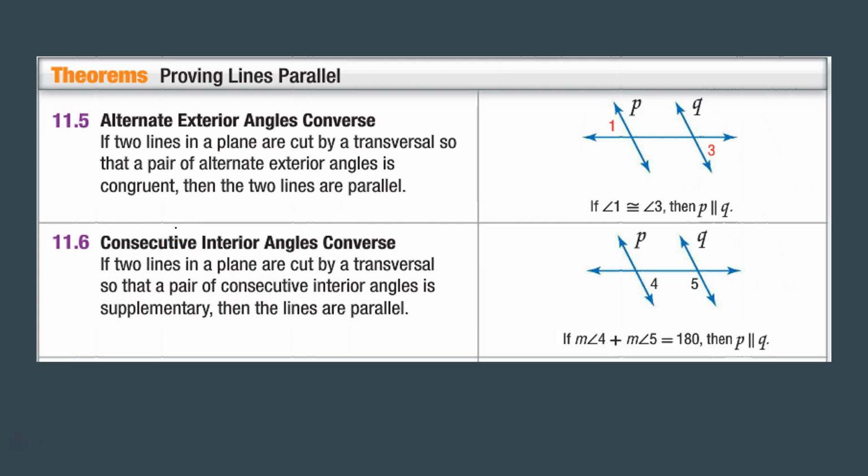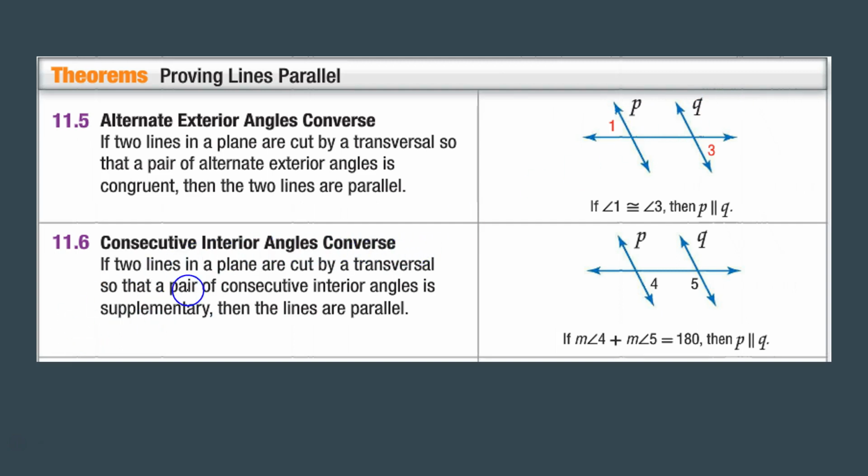And then we have some theorems here. Alternate exterior angles converse. If two lines in a plane are cut by a transversal so that a pair of alternate exterior angles is congruent, then the two lines are parallel. So our two lines, P and Q, and our transversal is right here. And then it's saying that a pair of alternate exterior angles, in this case angle 1 and angle 3, are congruent. And if this is true, then we know that these two lines are parallel, which in our case is line P and Q.